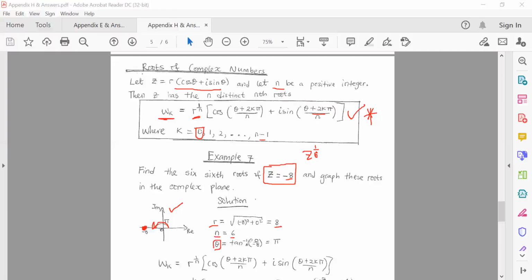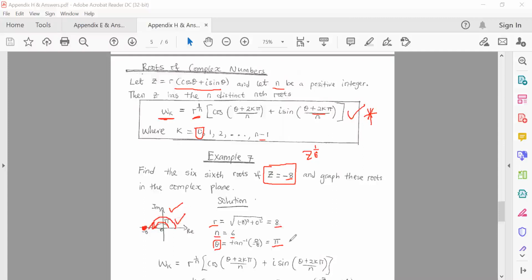So in this case, theta is tan inverse of 0. Remember, there's no imaginary part, so we say 0 over minus 8. And tan inverse of 0 is just equal to pi, all right? And this pi, you see, I got it from this diagram, right? Because I know the only way to move from this side all the way to this line is 180 degrees, is pi, right?